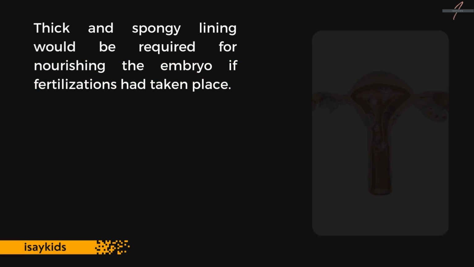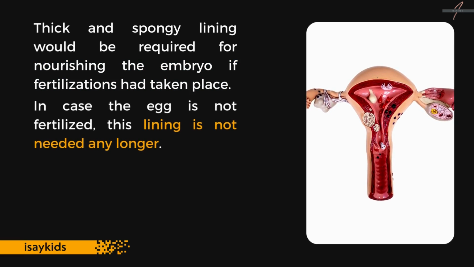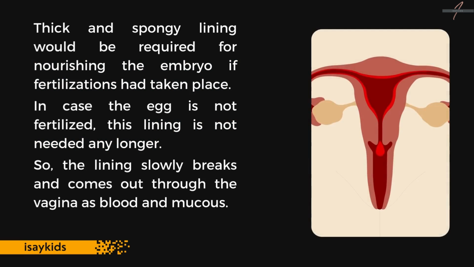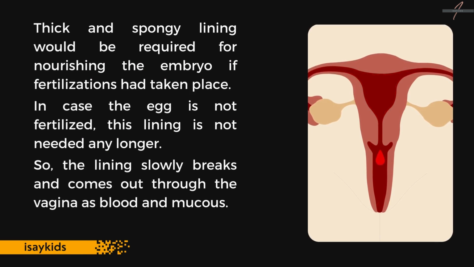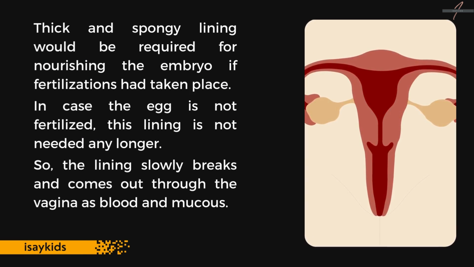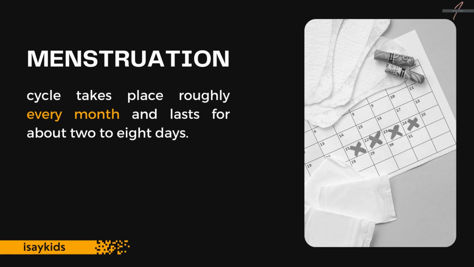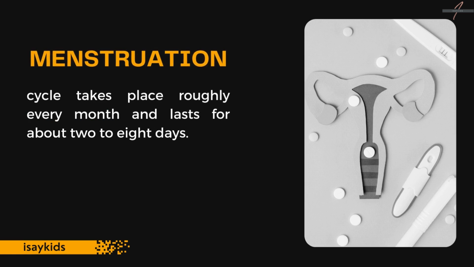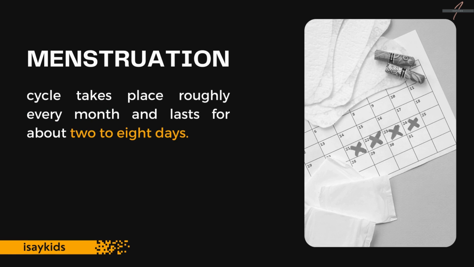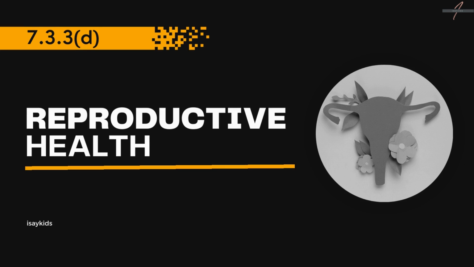Now, however, this lining is not needed any longer. So, the lining slowly breaks and comes out through the vagina as blood and mucus. This cycle takes place roughly every month and is known as menstruation. It usually lasts for about 2 to 8 days.